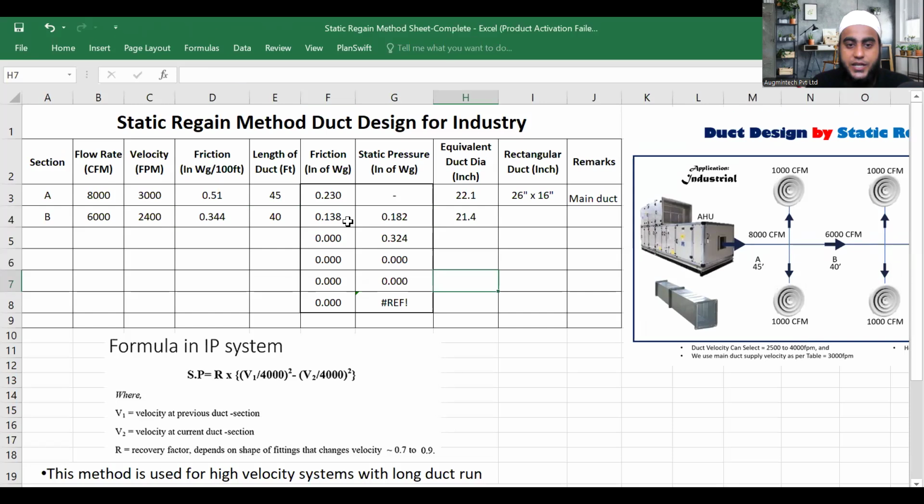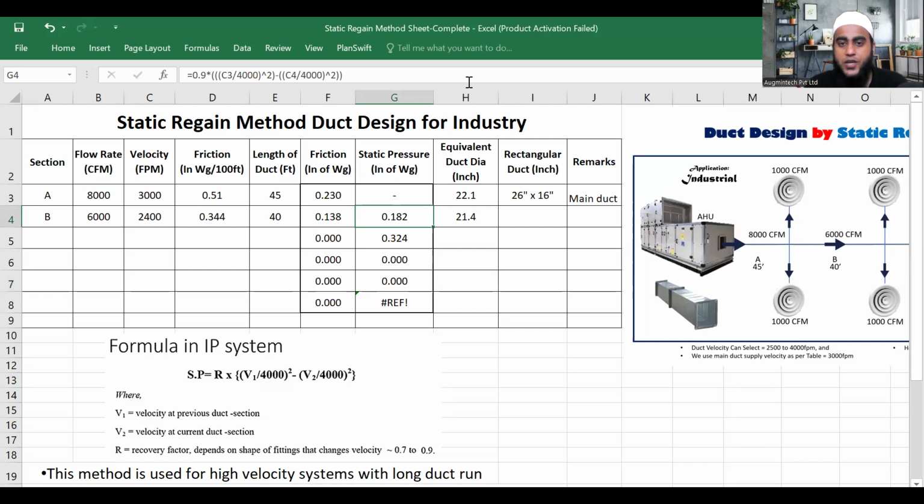So now tell me the condition. See here, when I have selected the velocity 2,400 for this B section, the friction loss value is 0.138 and the static pressure value is 0.182. So now when you see, the condition is satisfying. Now your friction loss value is less than the static pressure value. It means the condition is satisfying. It means the velocity which you have selected is right. As per this velocity only, you have to do the duct sizing.